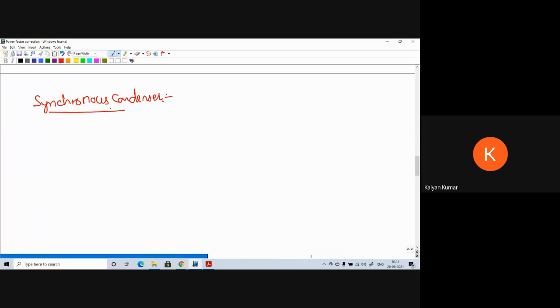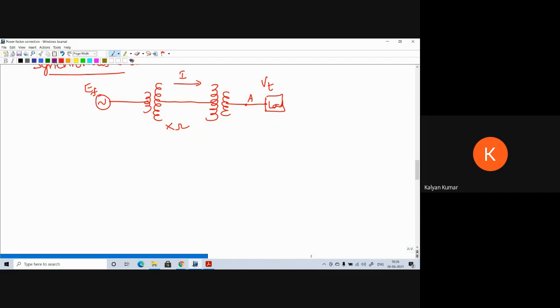Synchronous condenser. Let's consider an alternator at the generating station supplying power to a load center, load terminal A. The induced EMF at the alternator generating station is EF, and the terminal voltage at A, let us take as VT, and it is delivering a current of I, and the total reactance of the alternator, transformers and transmission lines, let us take as X ohms. Okay.